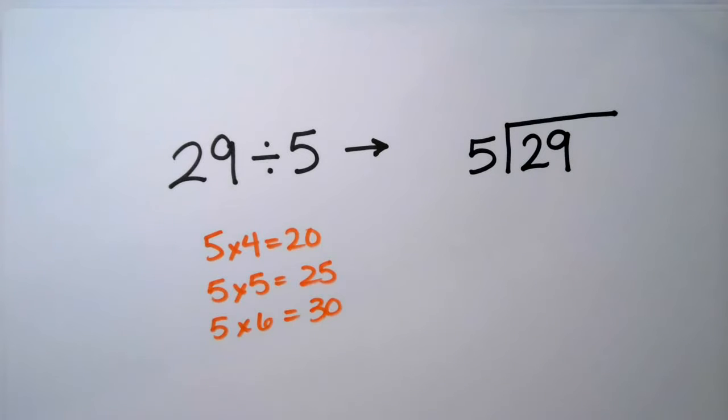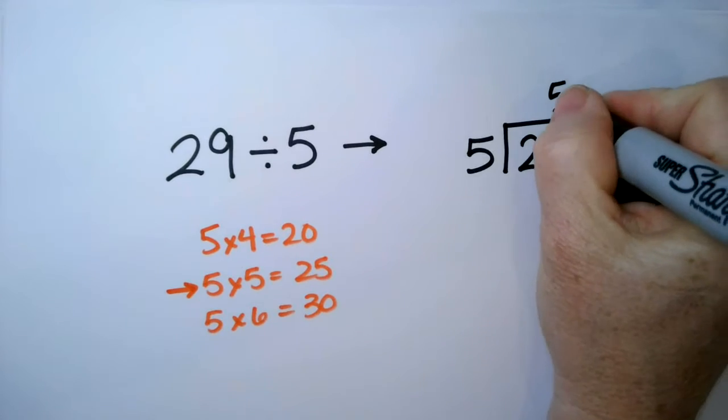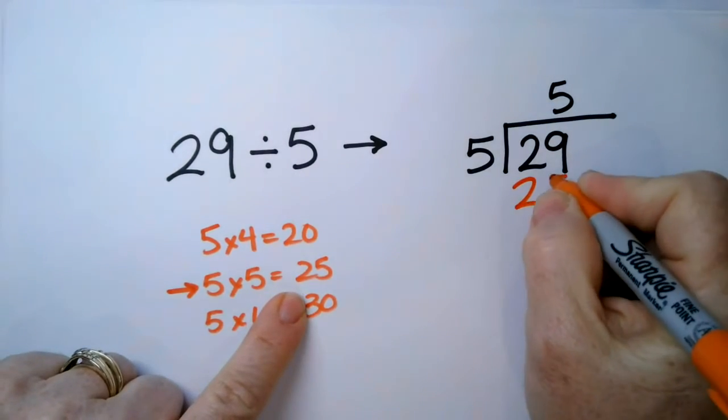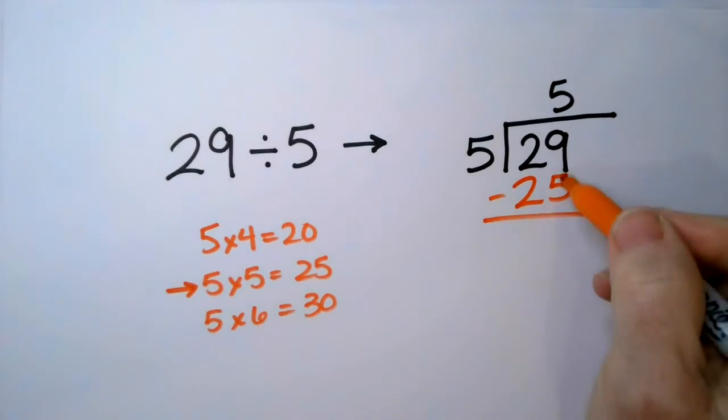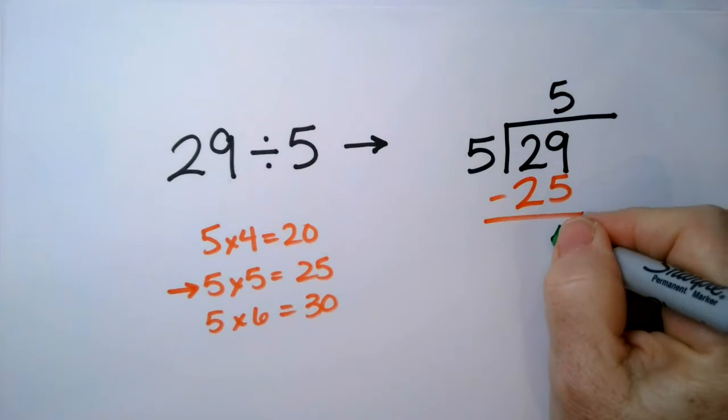Oops, too much, right? So which one of these do you like? You like that one? 5 times 5. Okay, great. So we put one of the 5s up here and the other 5 here. 5 times 5 is 25. So you put the 25 here and you take the difference. You'll see 29 minus 25 is 4.